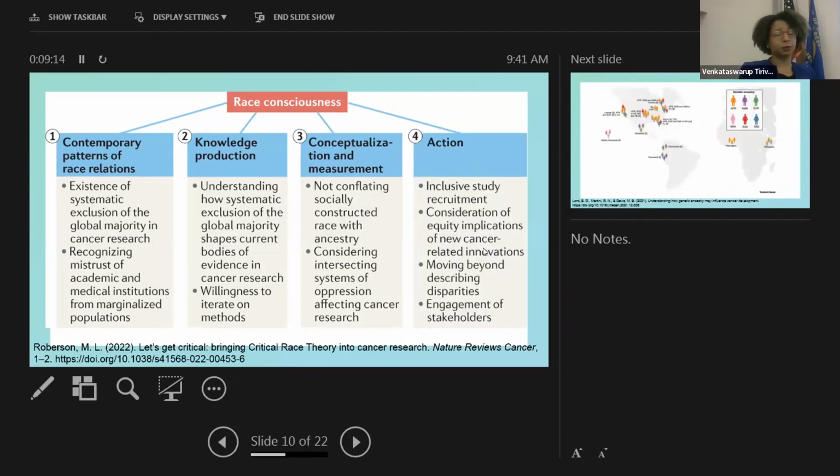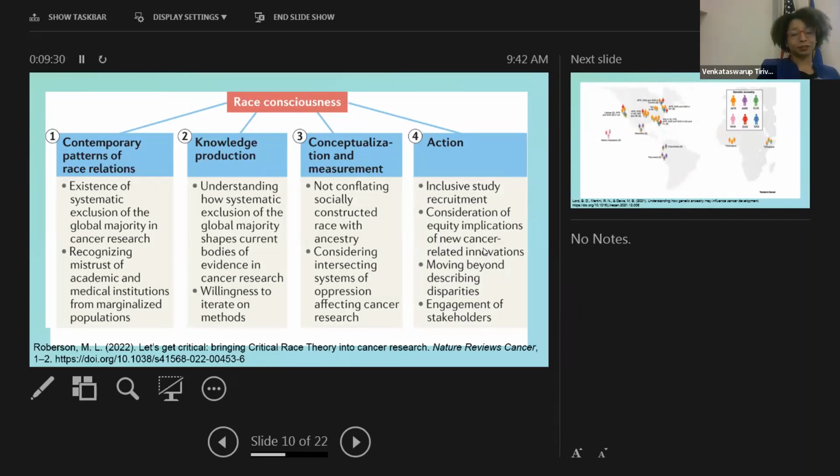And then finally, thinking about action: inclusive study recruitment in all types of cancer research, and considering the equity implications of new cancer-related innovations. If we are not thinking about inequity to start, cancer disparities and cancer inequities will continue to widen.